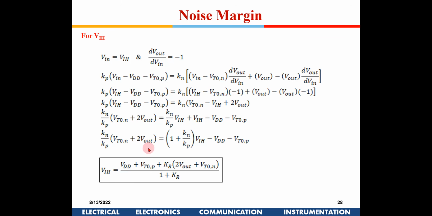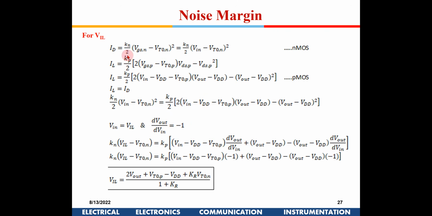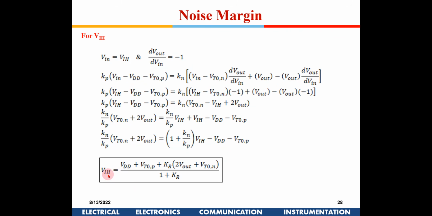Okay, in all these equations you might have to solve a simultaneous equation. One is by differentiating it, and the second is by directly putting these two values into this equation. Okay, so all of them will give values of VIH and VOL. So these are the noise margin equations.